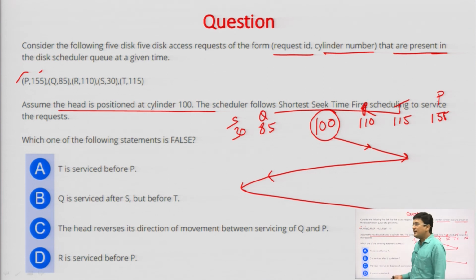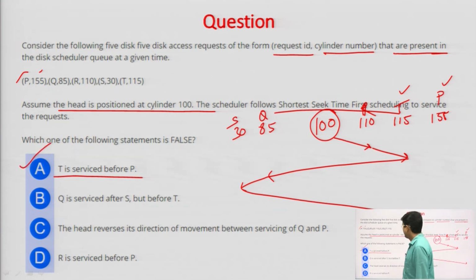Now, let us verify the statements one by one. T is serviced before P. So, T is here and P is here. T is serviced before P, yes. So, this is correct. T is served here and P will be served later than this.